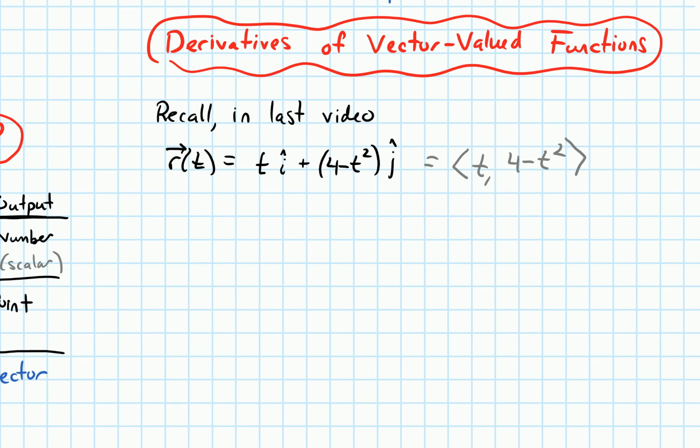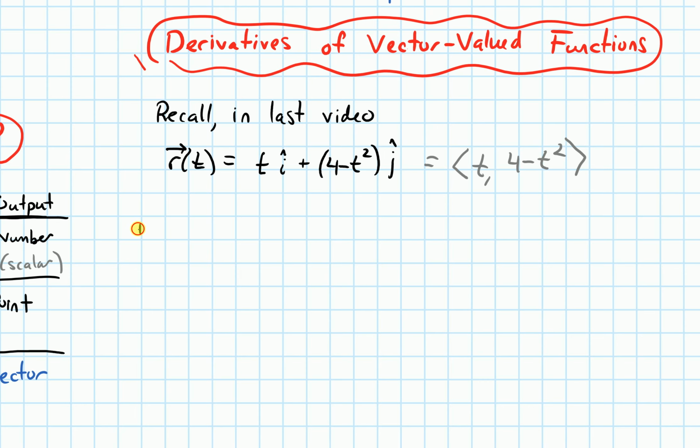In this video, we will talk about how to find the derivative of a vector-valued function. So in the previous video, we had this function r of t, which equaled t i hat plus (4 minus t squared) j hat. Or in component form, we could write this as t as the first component and 4 minus t squared as the second component. So what I would like to do is have a way to take the derivative of this function.